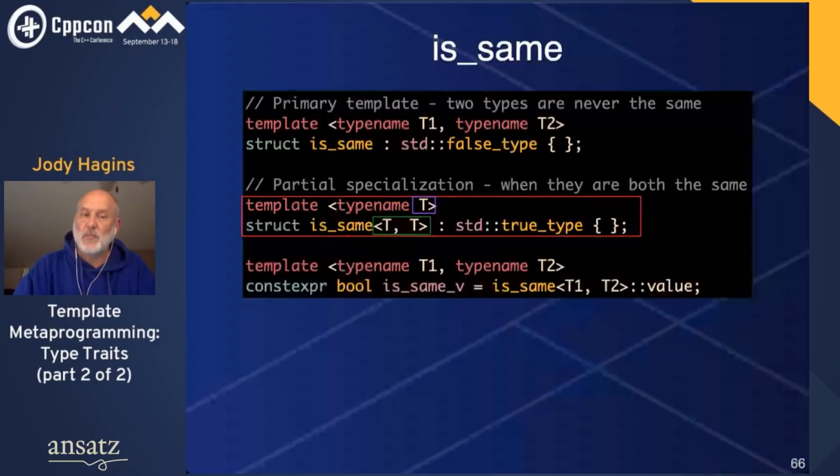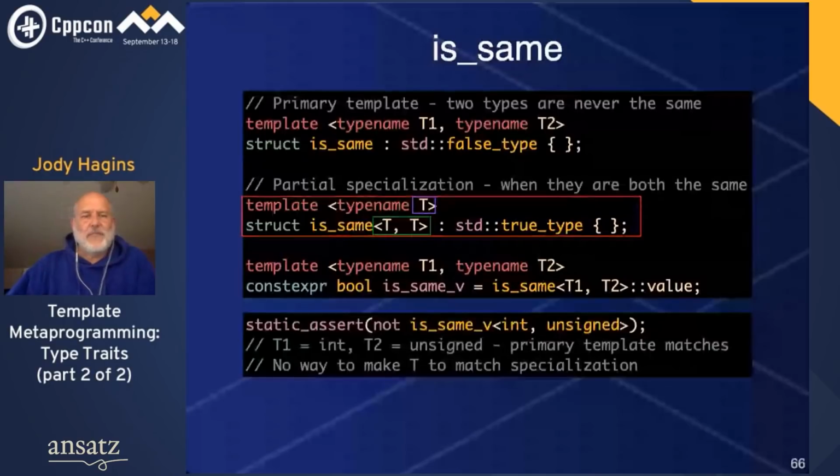And the rules say that even though both of them get matched, it's going to select the one that is the best specialization, the best match. And so the best match is going to be this one, which is going to be true whenever the two things are the same. So let's look at this in a little detail here.